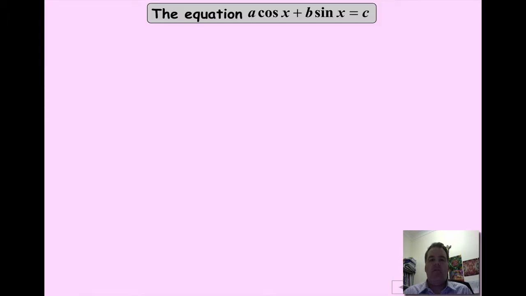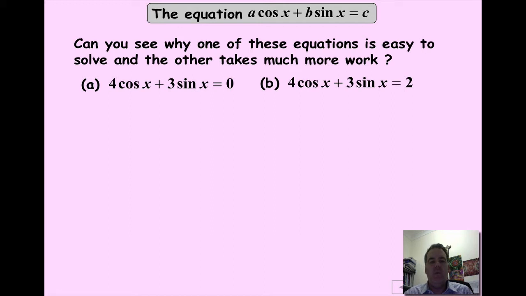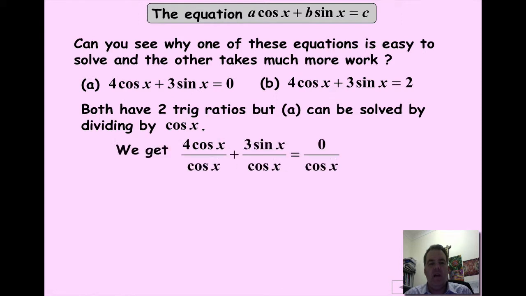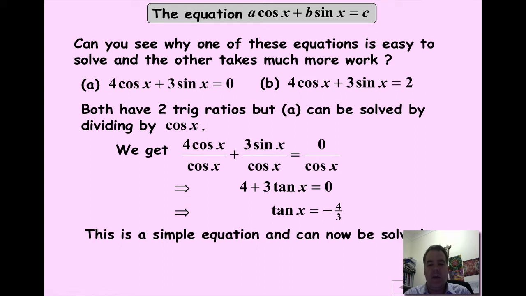Let's apply this now to an equation. Have a look at these two equations here. Which one's easy and which one takes a lot more work? Well, the one that's easy, let's look at a. If we just divide everything by cos x in a, look at what we get. Cos x cancels, sin x over cos x is tan x, and on the right hand side, importantly, 0 divided by cos x is always 0. So we get a nice equation in tan, we've got shift tan negative 4 over 3. This is a simple equation that we can solve.